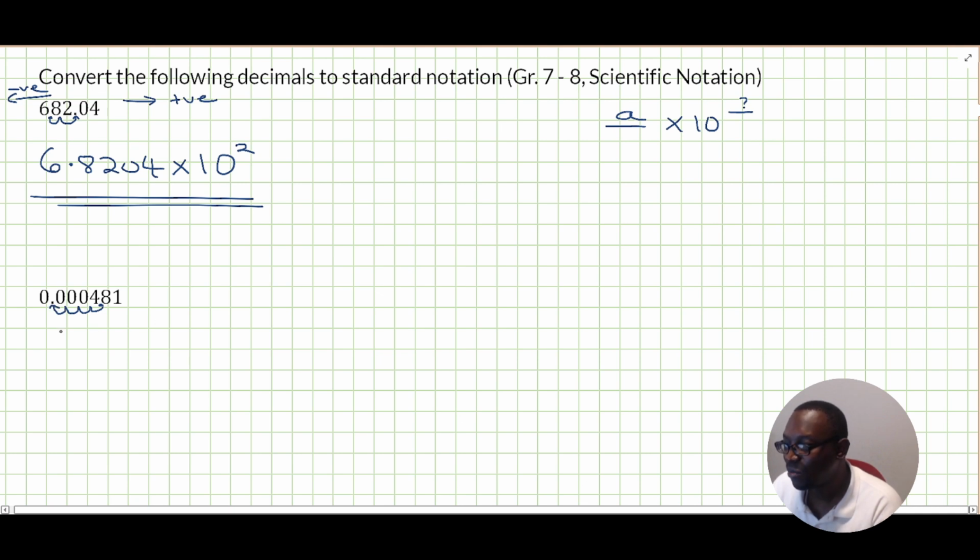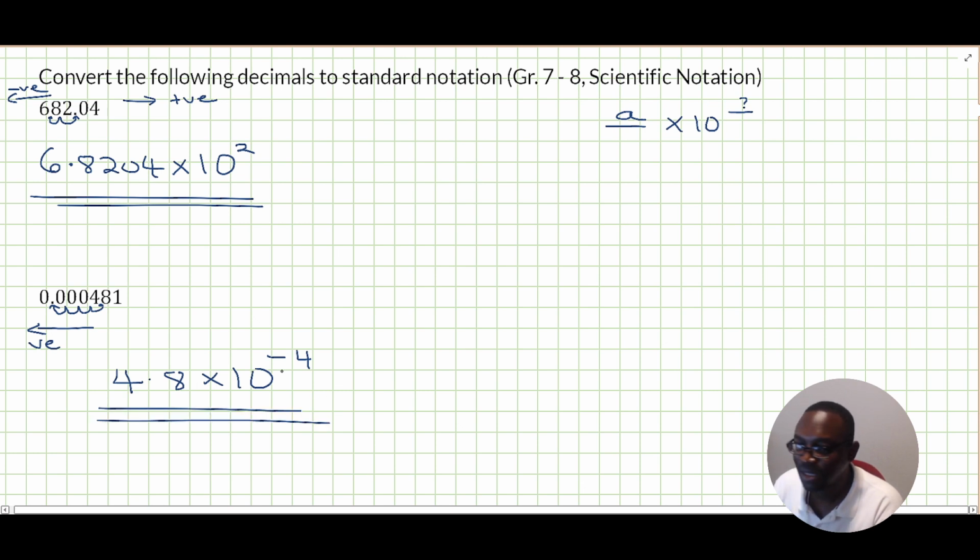And in what direction are we making that trip? To the left. So what we're going to have now is 4.81 multiplied by 10. And because we're going to the left, we have a negative exponent, minus 4. We're making 4 trips to the left to get to where the decimal is from where we believe it should be. So this is the answer for that question. Any questions on this? All right, let's go over to the next question.